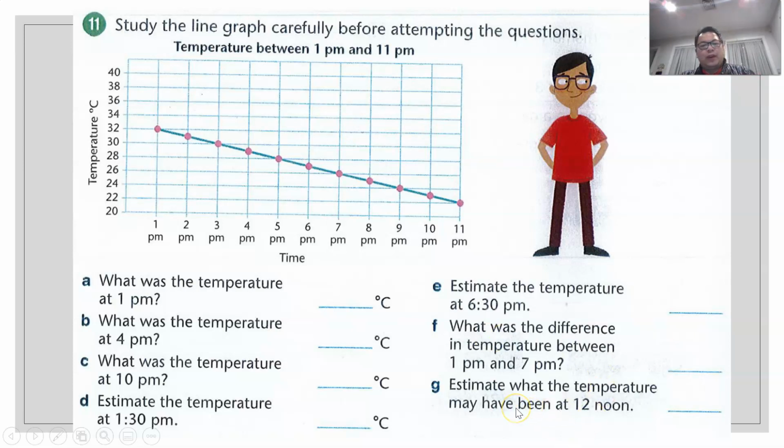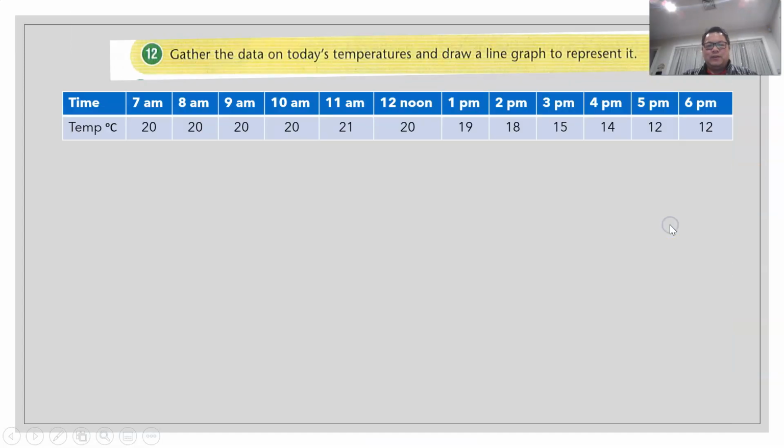They even ask you for an estimate. Okay, what about at 12 noon? Bear in mind it's 12 noon, not 12 a.m. So where do you think you will be? By looking at the occurrence, for every 1 hour, there is a drop of 1 degree. So if it's 1 o'clock, it's at 32. So at 12 noon, it will be higher, isn't it? So what is the temperature? Okay, give a good guess.